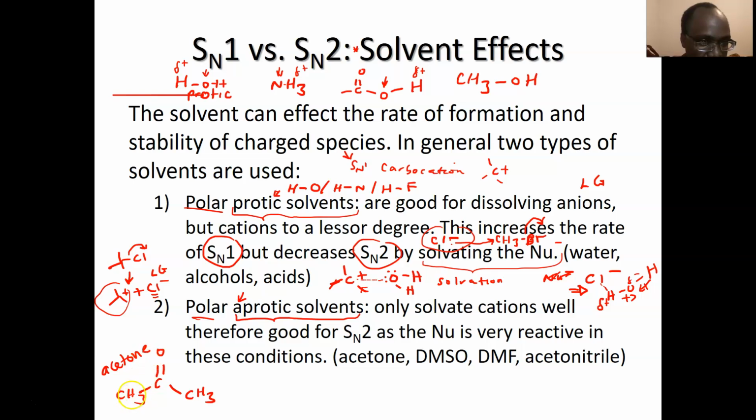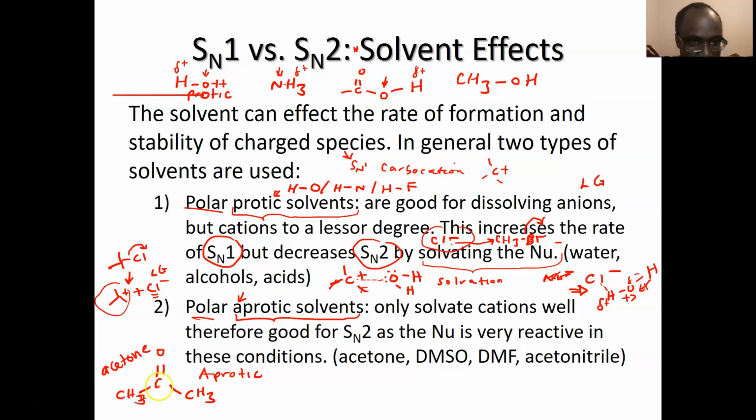You see, none of these hydrogens is bonded to the oxygen, nitrogen, or fluorine. So all these hydrogens are not protic. Overall, the molecule becomes aprotic because we do not have a hydrogen directly bonded to oxygen, nitrogen, or fluorine, which would have qualified it as a protic solvent. So it's an aprotic solvent because we don't have such hydrogens on this structure.